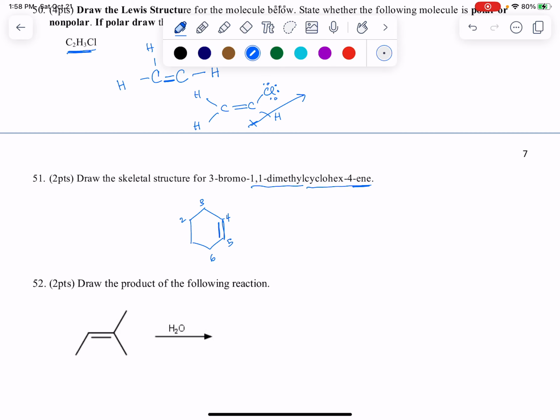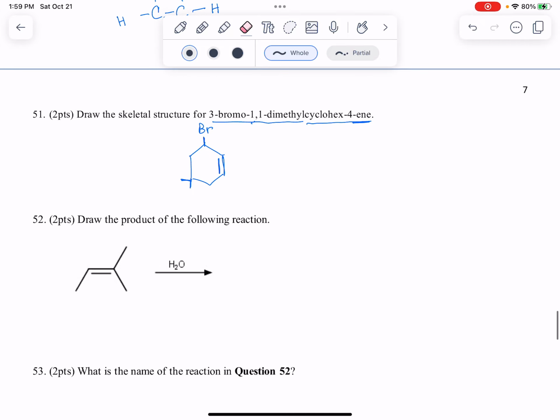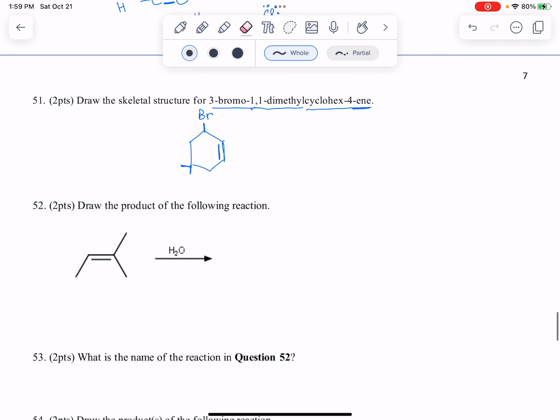Let me get rid of that one so I can see the dimethyl. In the 3 position, there is a bromo group. So let me get rid of that number 3 and stick a Br there. And so that is my final answer. Yours might have been upside down or whatever, as long as the numbering scheme still worked.